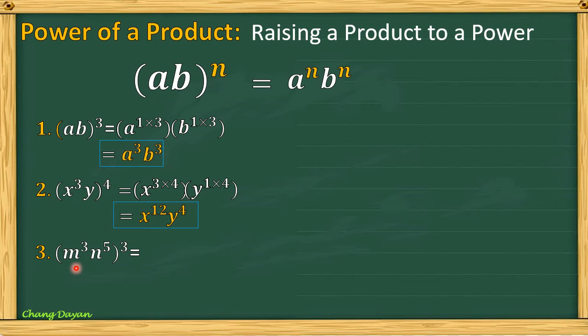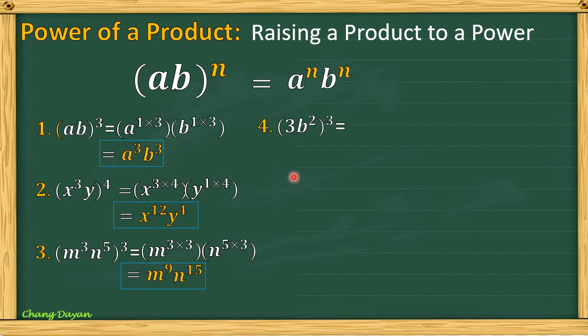Number 3, m cubed n to the 5th power, open and close parenthesis, raised to the 3rd power. Ang exponent ng m sa loob ay 3, multiplied sa exponent na nasa labas ng parenthesis. That is 3. So, 3 times 3. Next, ang exponent ng n ay 5, multiplied sa exponent na nasa labas. Yan ay 3. Therefore, we'll have 3 times 3 will have 9. 5 times 3 will get the product of 15. So, therefore, our answer here is m raised to the 9th power n raised to 15th power.